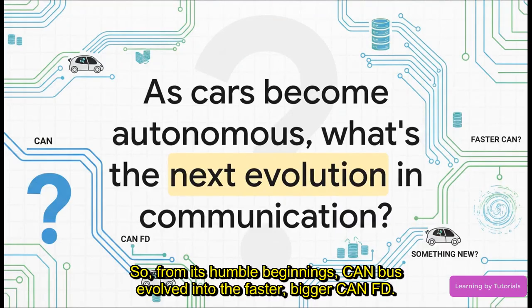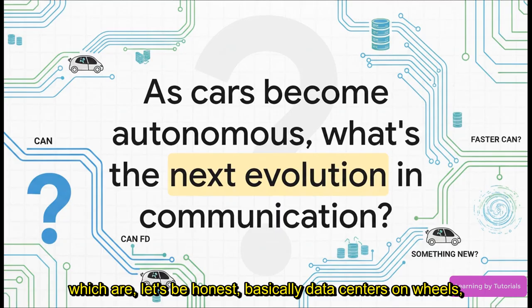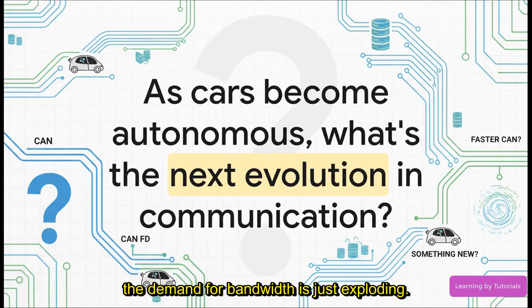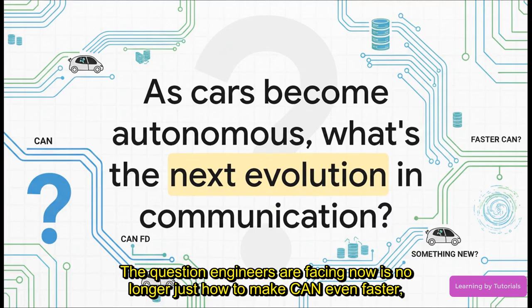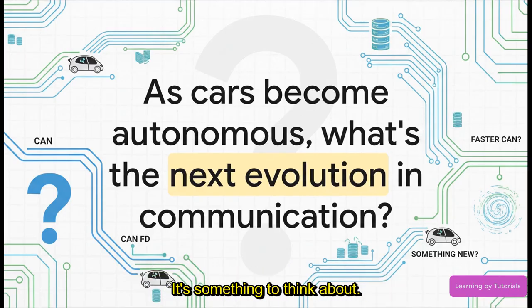So, from its humble beginnings, CAN Bus evolved into the faster, bigger CAN-FD. But as we race towards a future of fully autonomous cars, which are, let's be honest, basically data centers on wheels, the demand for bandwidth is just exploding. The question engineers are facing now is no longer just how to make CAN even faster, but whether an entirely new kind of nervous system will be needed altogether. It's something to think about.